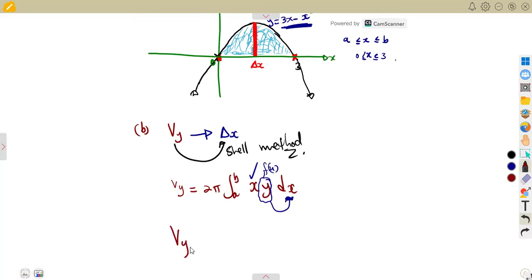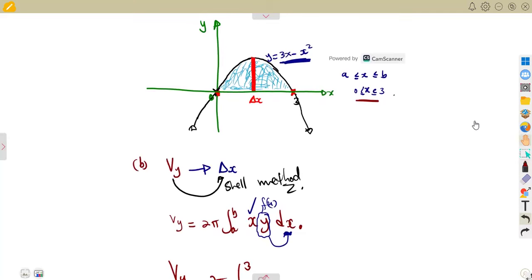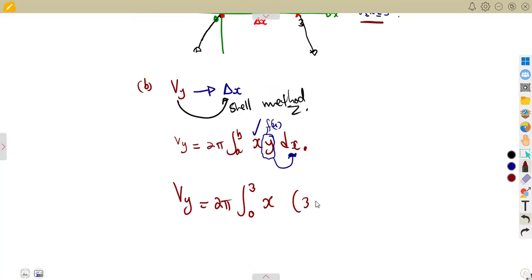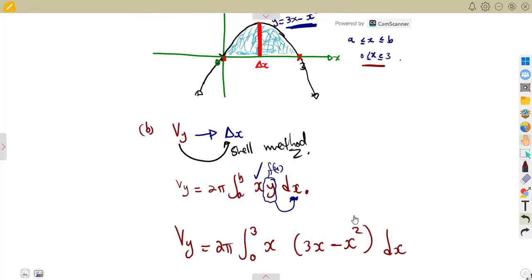So it means our volume with respect to y is going to be 2 pi, the integral. As you can see, guys, with respect to x, we are using the limits for x. The volume is for y, but the limits are for x. Take note. So this is going to be y there. Y is 3x minus x squared. So this will be 3x minus x squared with respect to x, as you can see on our diagram, the strip for x and the limits for x.